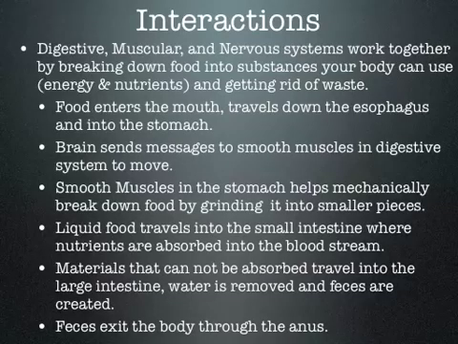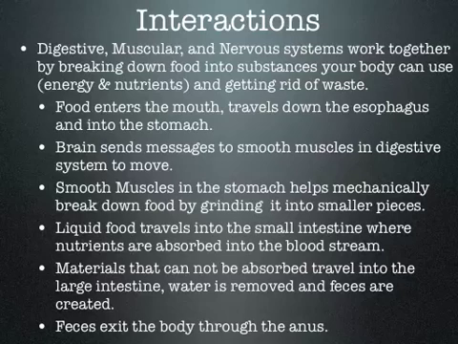All right, this is a bit of a long one because we're going to be looking at the digestive system. And we're looking at it in relationship to the muscular and the nervous system. And these things work together to help break down food into substances your body can use. And so the substances are both energy and nutrients. The other thing that these systems do is get rid of waste.